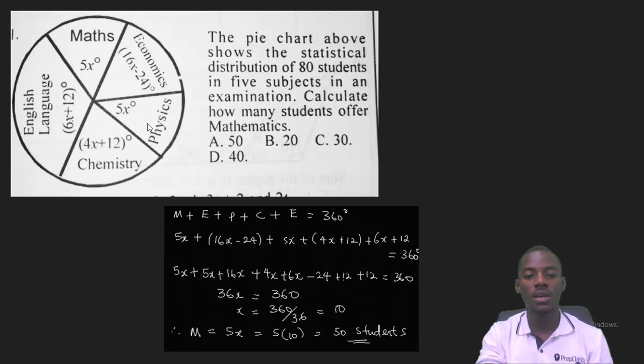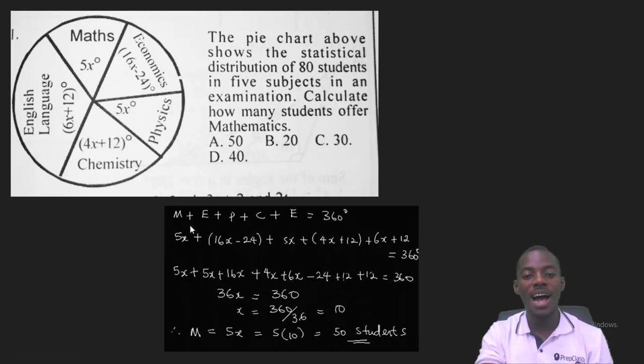This is the start. Okay, now we have to calculate. It says statistical distribution of 80 students in 5 subjects in an exam. Calculate how many students offer maths. So this is the angle for maths, right? So you have to first of all do all equals 360 so that you can find x. Okay, because these are not real angles, so you have to find x.